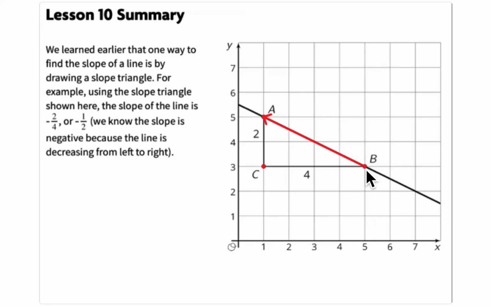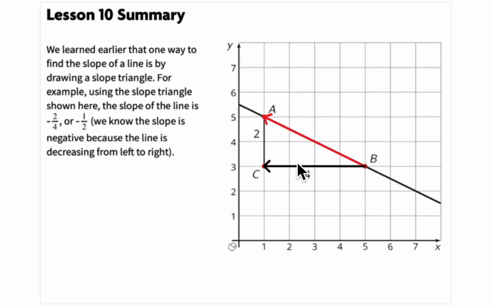And the slope is going to answer the question of how far are you moving as you move from point B to point A. How far are you moving in the vertical direction? And how far are you moving in the horizontal direction? Or how far are you moving in the horizontal direction this way? And how far are you moving in the vertical direction? So you're going to take where you end and subtract where you start.